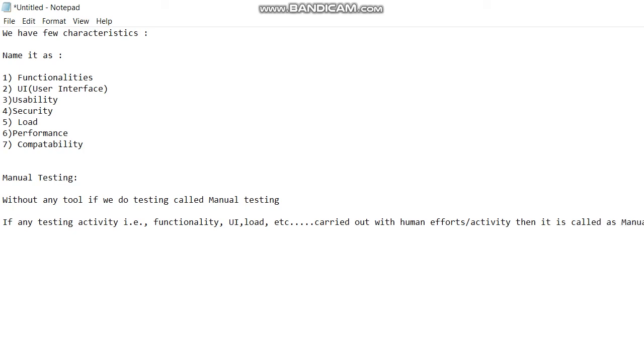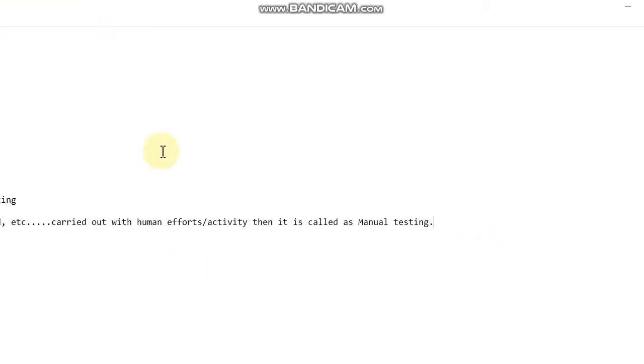Okay, again I am telling, if any testing activity, either functional testing or UI testing or usability or security, any testing is carried out with human activity or human efforts, then it is called manual testing.